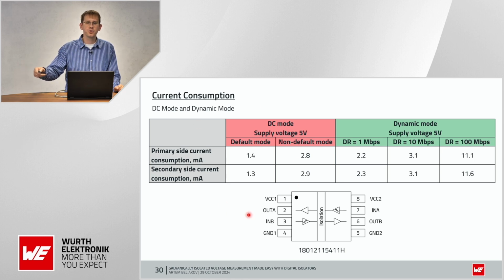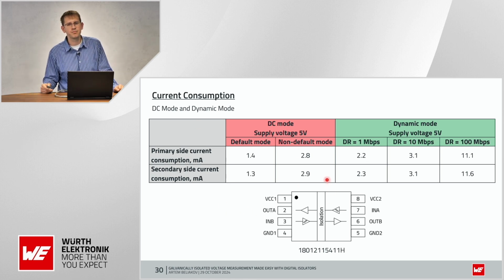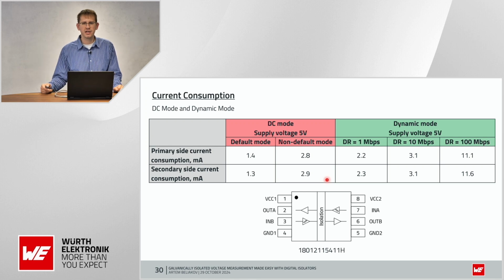In this table, you can see current consumption for a two-channel Würth Elektronik digital isolator, and in default mode, you can see that current consumption or power consumption is 2 times lower than in non-default mode.